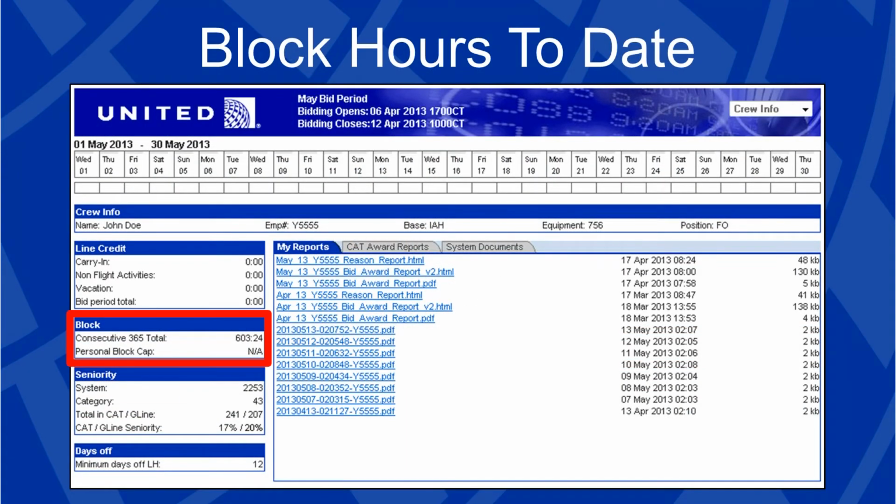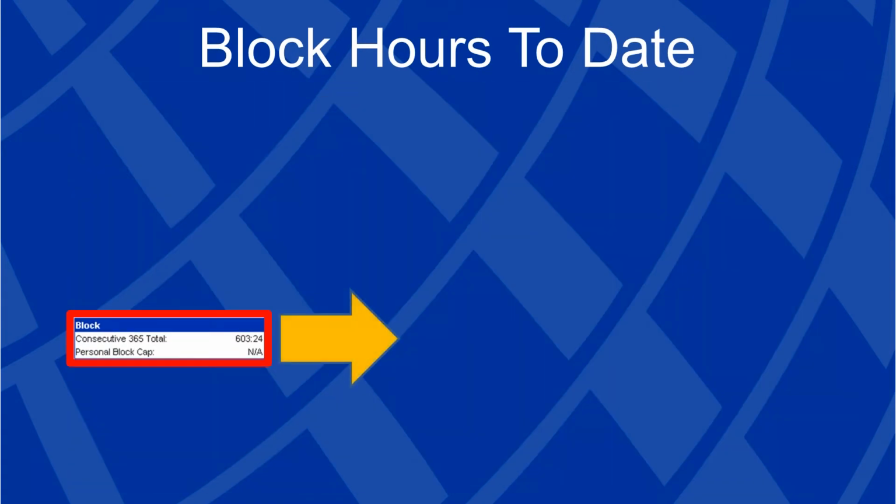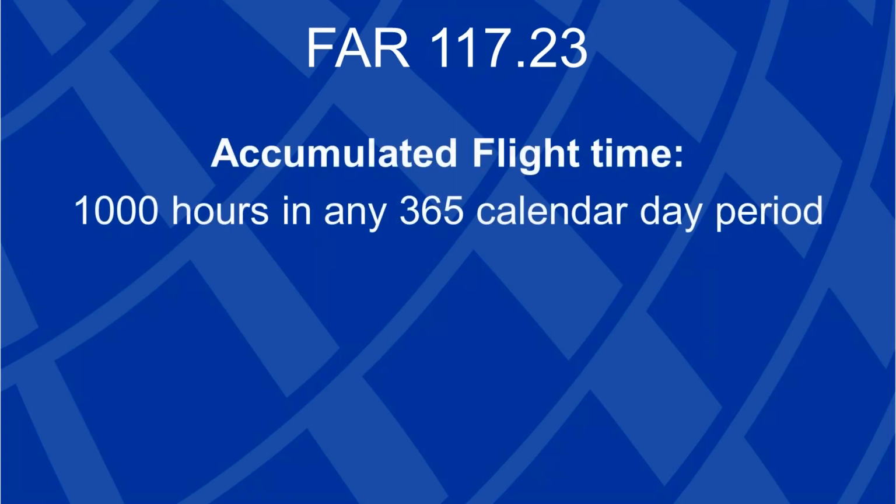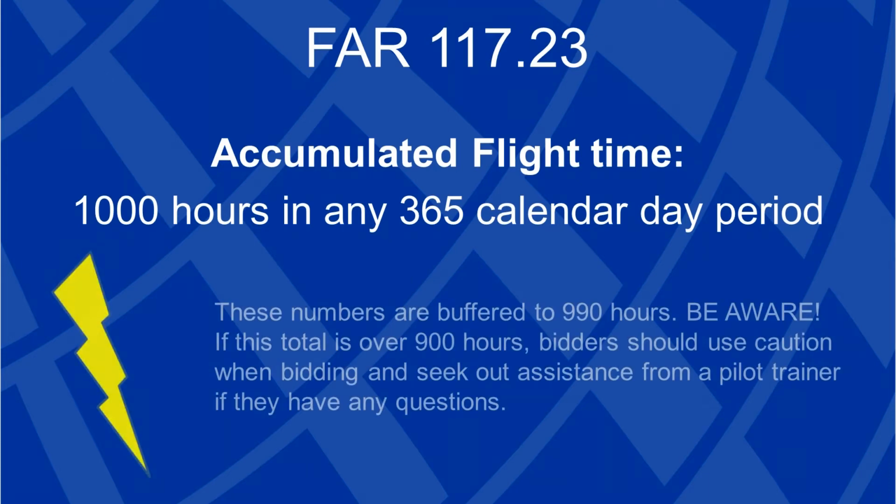The next box down is labeled Block. This box contains your 365 consecutive calendar days and your personal block cap totals. These numbers are important to you since they may limit the amount of flying that you can receive. Current FARs prevent a pilot from flying more than 1,000 hours in 365 consecutive calendar days. These numbers are buffered by the company to 990 hours.